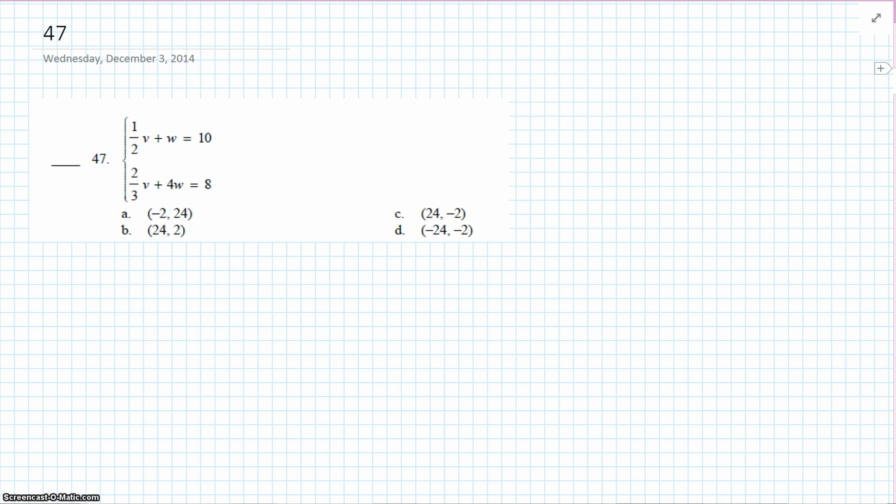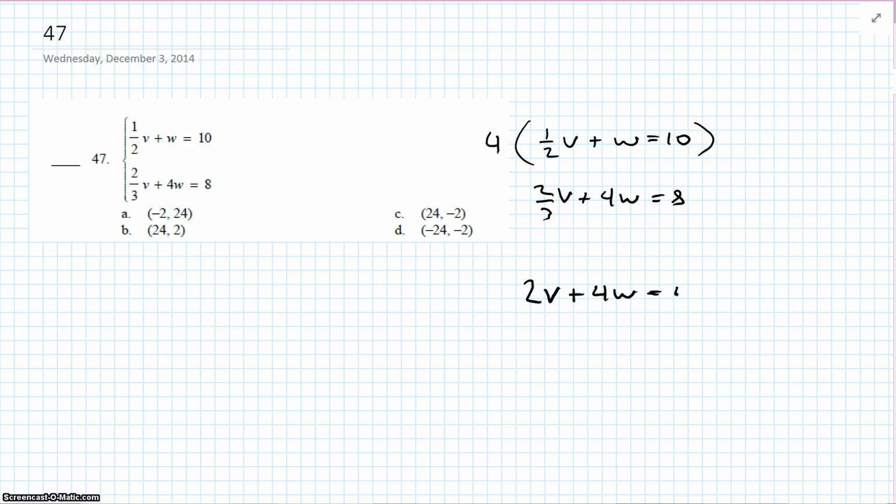47. 1/2 v plus w equals 10, and 2/3 v plus 4w equals 8. So let's multiply the top one by 4. That way we can cancel the w's. So when I do that, I'm going to get 2v plus 4w equals 40.